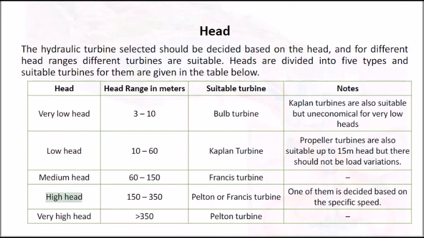High head, 150 to 350 meters, Pelton or Francis turbine. One of them is decided based on the specific speed. Very high head, greater than 350 meters, Pelton turbine.